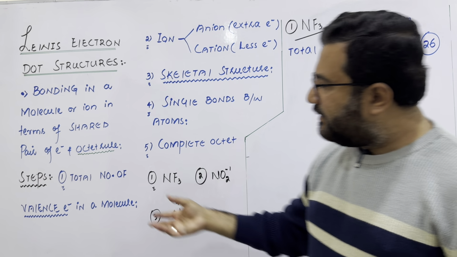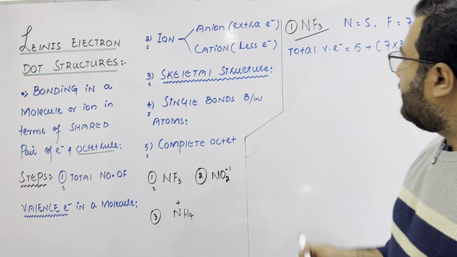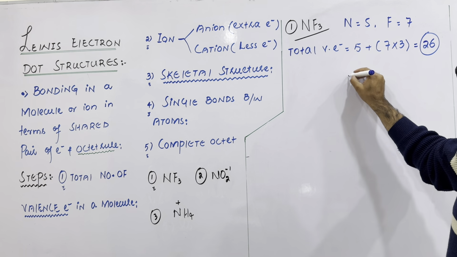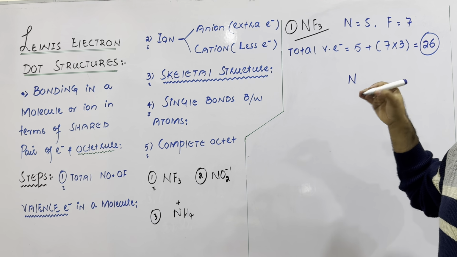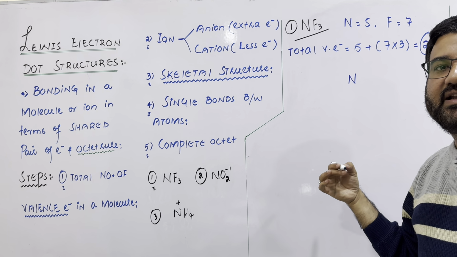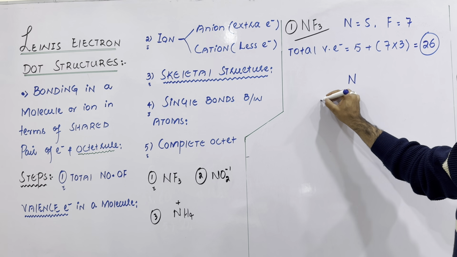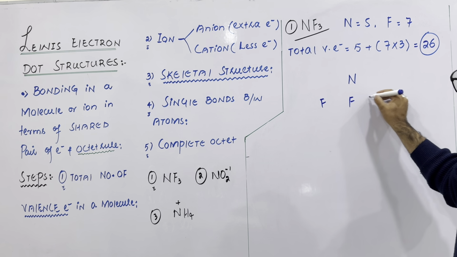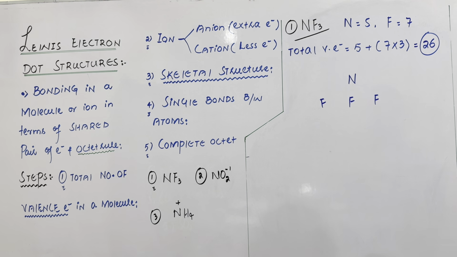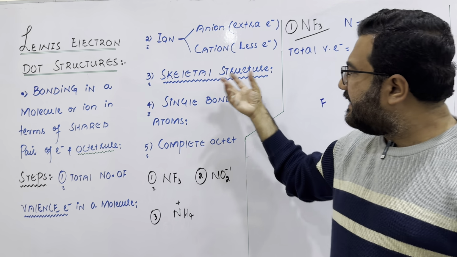After calculating the total number of valence electrons, now write down the skeletal structure. Nitrogen is the central atom. Usually those atoms that have lower electronegativity are considered the central atom. And there are 3 fluorines which will be terminal or peripheral atoms. So that is the skeletal structure.